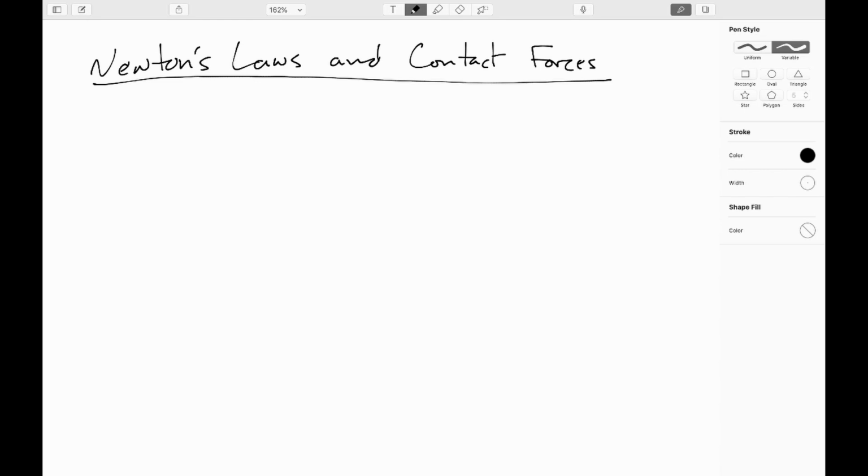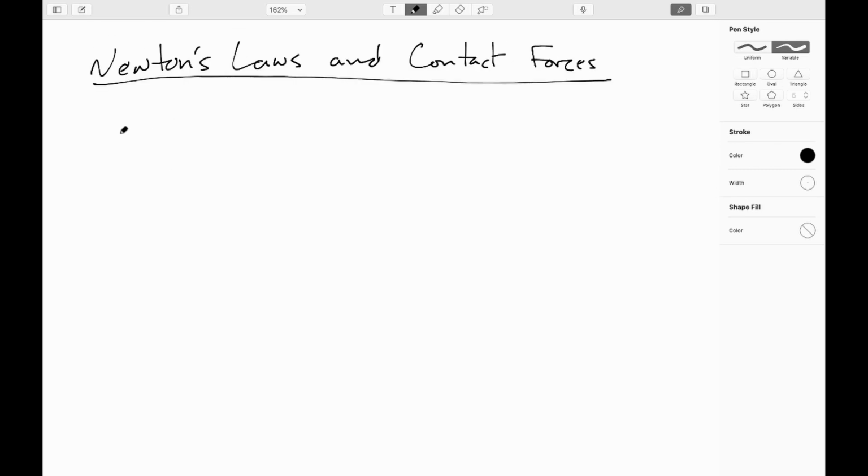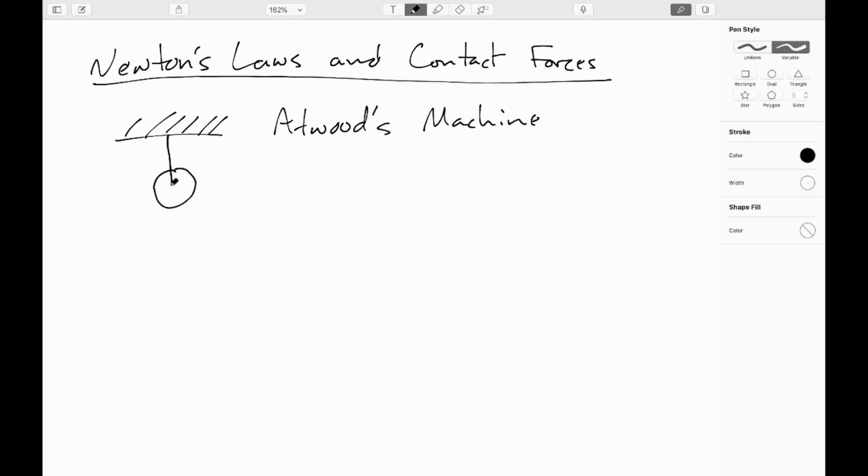In the last video, we took a look at Newton's second law, and now what we're going to do is integrate Newton's second and third laws while exploring contact forces. So the first system I want to study is what's called Atwood's Machine. It's not much of a machine, but it turns out to be a very useful example that you can solve by many different techniques. So we'll probably be seeing this again.